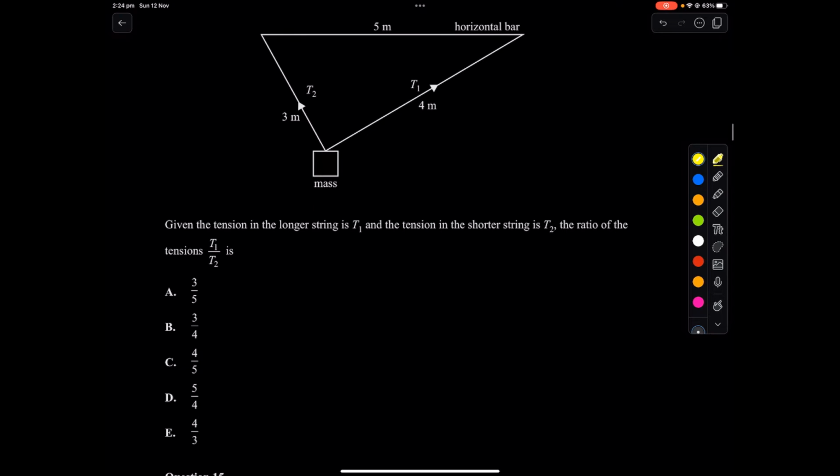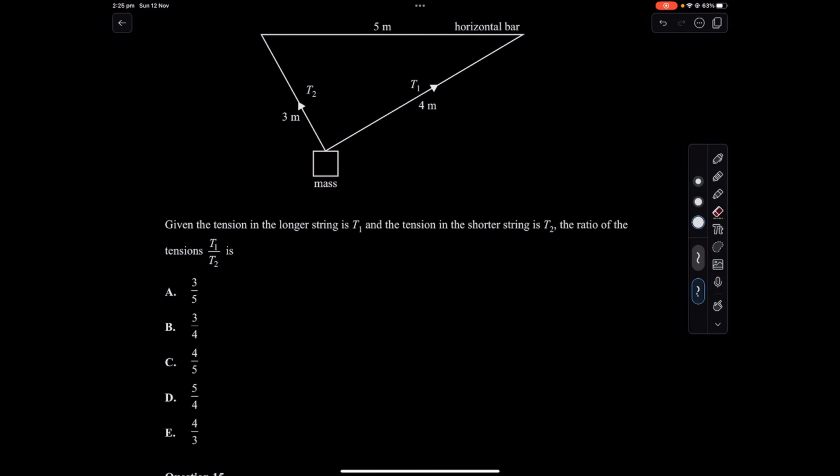Okay. What do we know? Given the tension in the longer string and the tension in the shorter string, the ratio of T1. Just visualize it. If you have a longer rope over here and a shorter rope, which one will highly likely have the highest tension force? It will be T2, the shorter rope, because it's the one that's going to have that strong tension force.